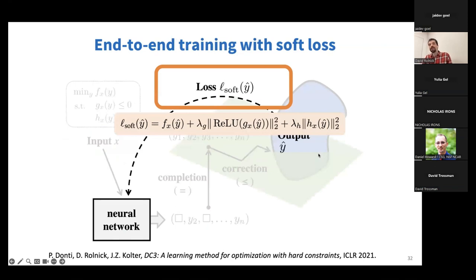Then you train the entire thing end to end using a soft loss function. What I said is not sufficient, but it is useful in helping you do the training where you're penalizing violation of the constraints. That's important to start learning.